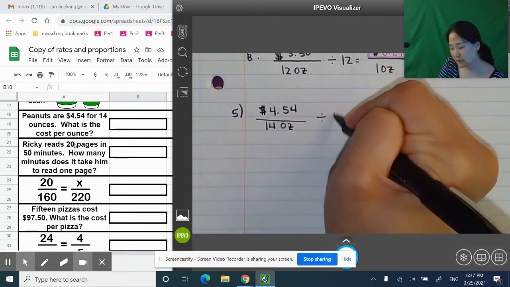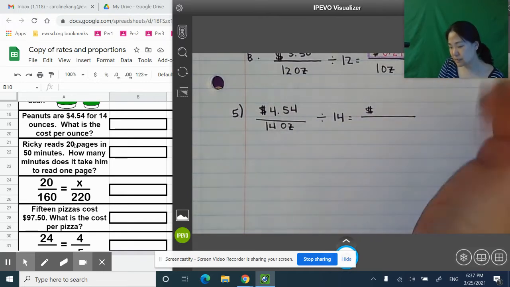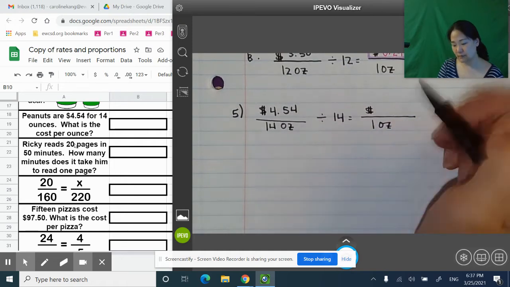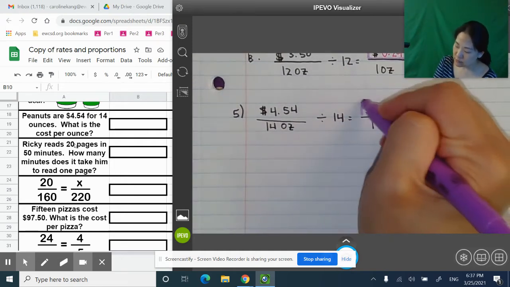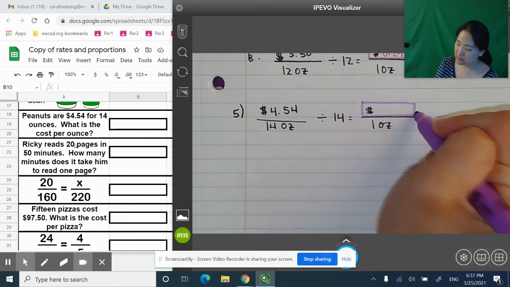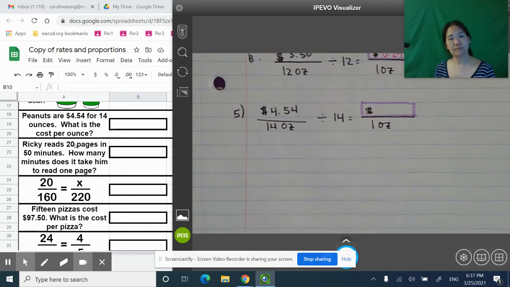To find the unit rate, you divide by the denominator, and it's going to give you how much it is for 1 ounce. And remember, if necessary, you do need to round the money to the nearest hundredths, just like how I did on the previous problem.